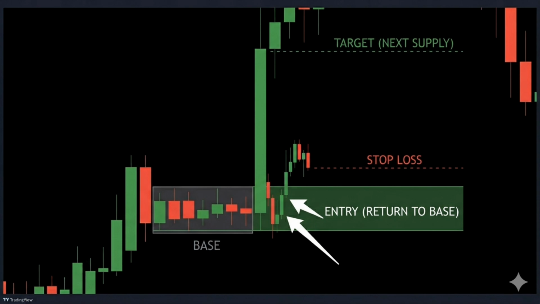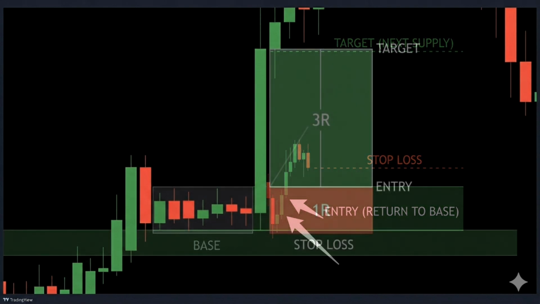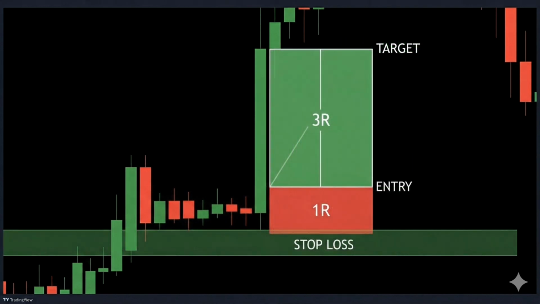When the price retraces back into that demand or supply zone, look for a rejection. For a demand zone, you want to see a bullish reversal candle once price enters the box. Set your stop loss just below the zone and target the next major supply area. For a supply zone, wait for the price to climb back into your box, look for a bearish signal, and set your stop loss just above the zone.